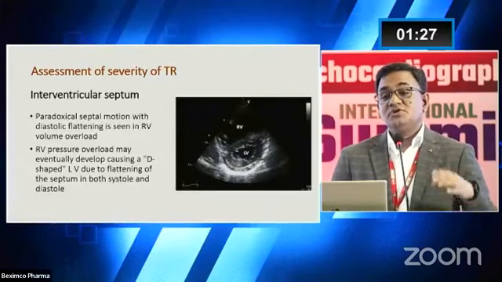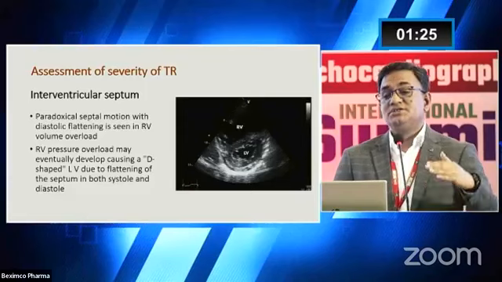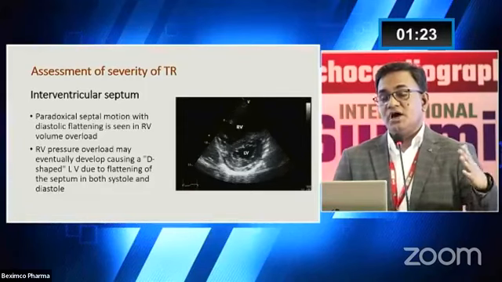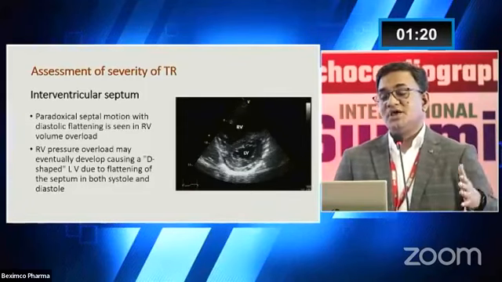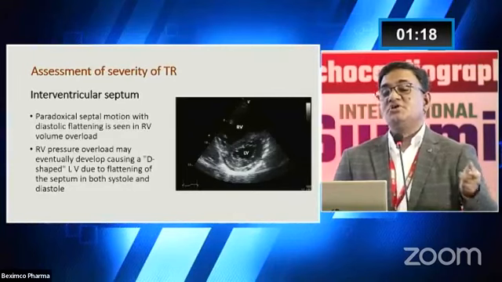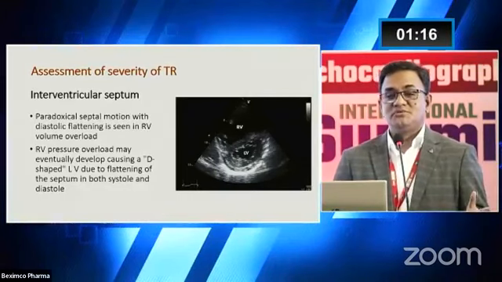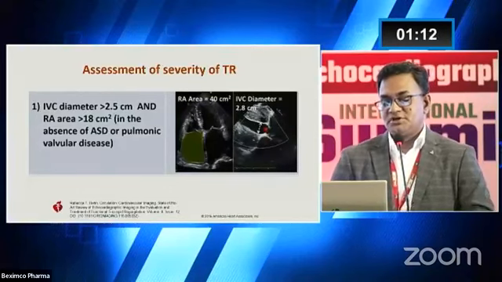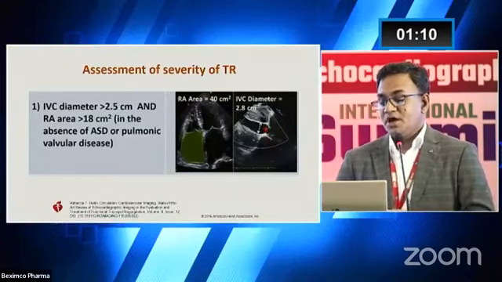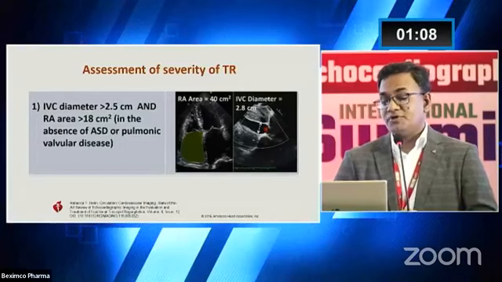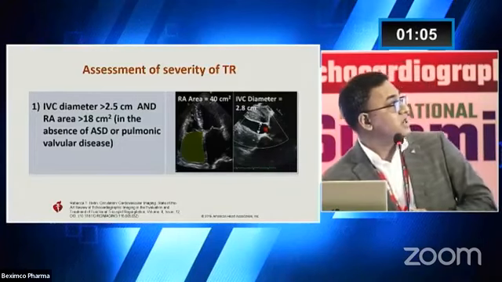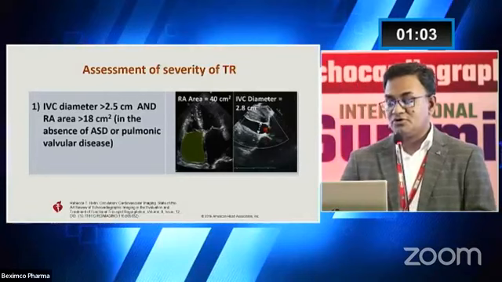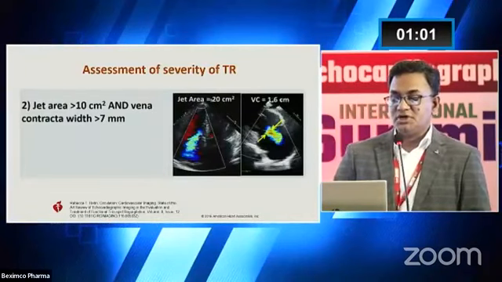As we know, interventricular septal flattening, that is a D-shaped LV, either in systole or both systole and diastole, respectively indicates pressure or volume overload. This is also an indicator of severe tricuspid regurgitation. And as Colonel Parashar sir also mentioned, a diameter of the IVC of more than 2.5 centimeter or a right atrial area more than 18 centimeter square is also an indicator of severe tricuspid regurgitation.